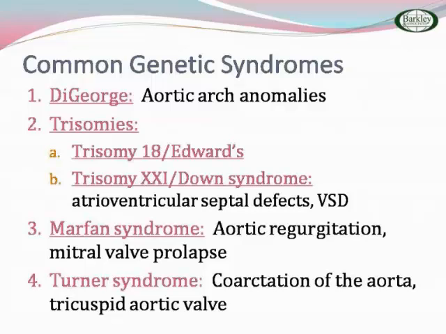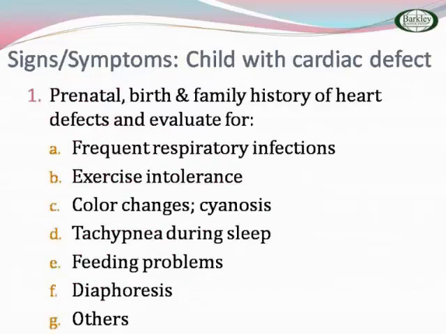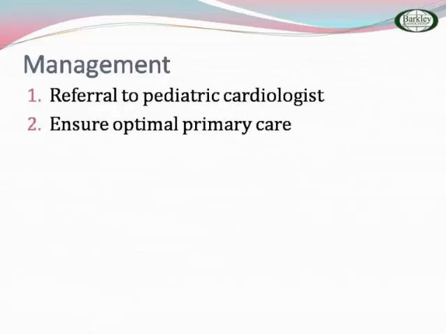And we know how important it is to do a good assessment, such as prenatal, birth, and family history. If you have a child with frequent respiratory infection, exercise intolerance, they get so short of breath and dyspneic. A baby that can't feed and nurse at the same time, gets diaphoretic, tachypneic, those will be some considerations. And so thank goodness in our primary care exam, you're going to refer them.